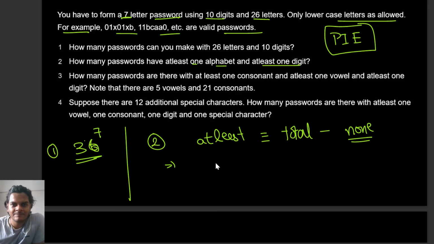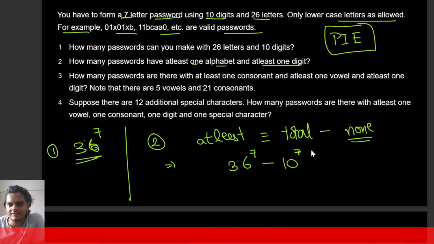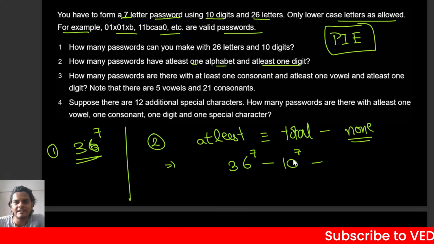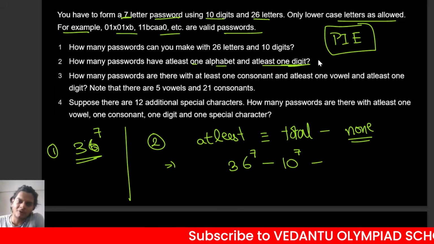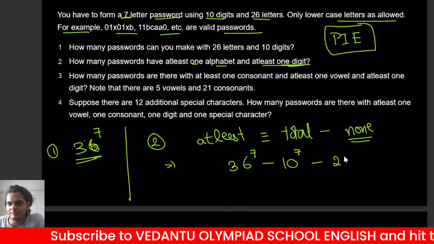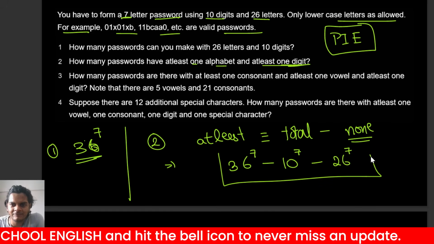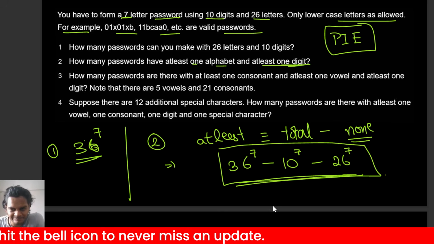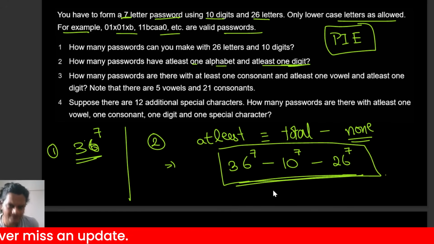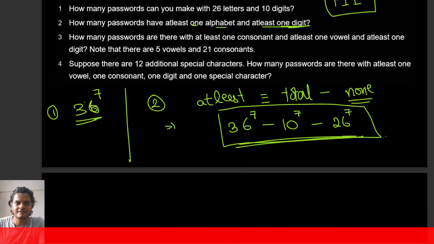So that means total is 36 power 7 minus the case with no alphabet. Let's remove all the alphabets, and whatever is left, we'll be left with 10 digits only. So 10 power 7. Minus, we are also removing the case where there are no digits at all, where we are using only alphabets. So this is the answer for the second question. And this is purely the principle of inclusion exclusion, right? I hope that is understood.